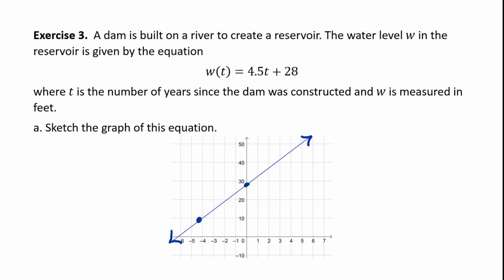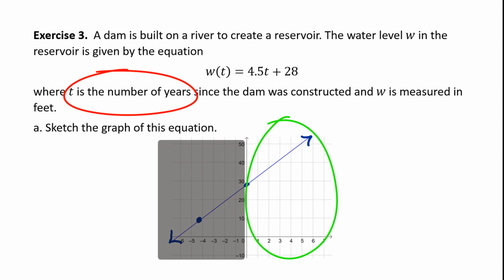Now, let's add a reasonableness component here. For a line, the domain is all real numbers. In this equation, however, the t, the input, is for the number of years, and time cannot be negative. So even though the graph of the line spans the entire number line, the graph of this equation should have a starting point at t equals 0. Time, outside of the Doctor Who world and a couple of Star Trek episodes, cannot be negative.